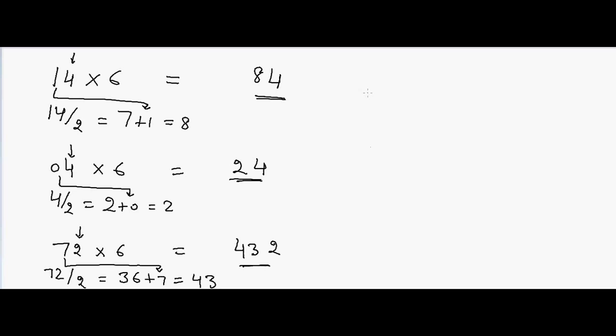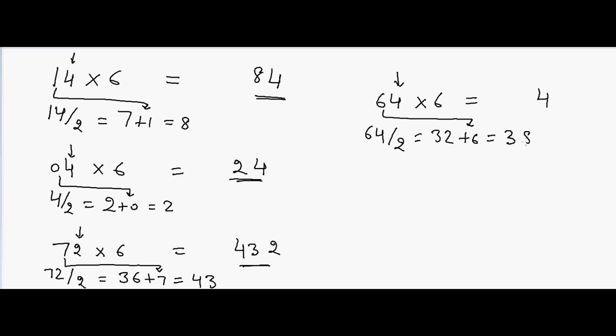Again another example: if I have 64, I want to multiply by 6. In that case I'll take the last digit, which is 4, and then 64 divided by 2 is equal to 32, and then I'll add 6 into it. That will give me 38. The answer is 384.